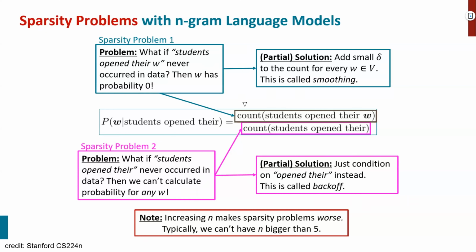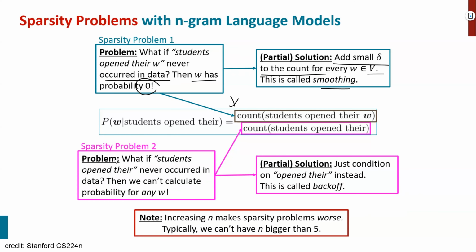Let's first look at the numerator. What if students opened their W never occurred in the data? Then W has probability 0, even though it might be probable. A partial solution to this sparsity problem for the numerator is adding a small delta to the count for every word in our vocabulary. This is called smoothing.